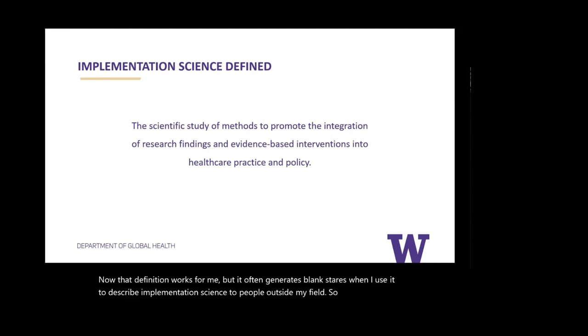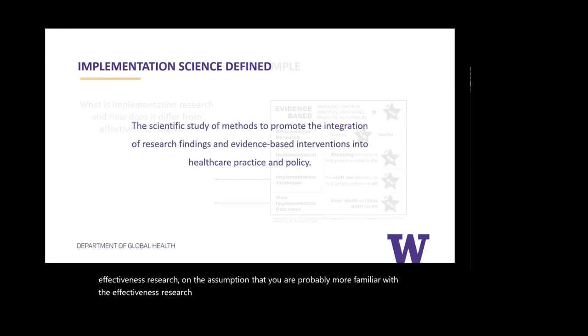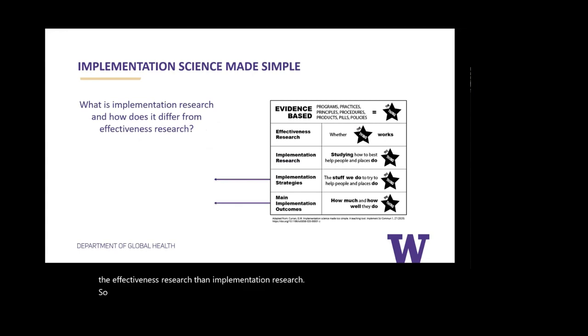So let me break it down into simpler terms and compare implementation research with effectiveness research, on the assumption that you are probably more familiar with effectiveness research than implementation research. Implementation research starts with evidence-based interventions. These interventions could be programs, practices, principles, procedures, products, pills, or policies. We call these the 7 Ps. What's important is that these interventions should have some evidence supporting them. So let's call the evidence-based intervention the thing that you want to see implemented.